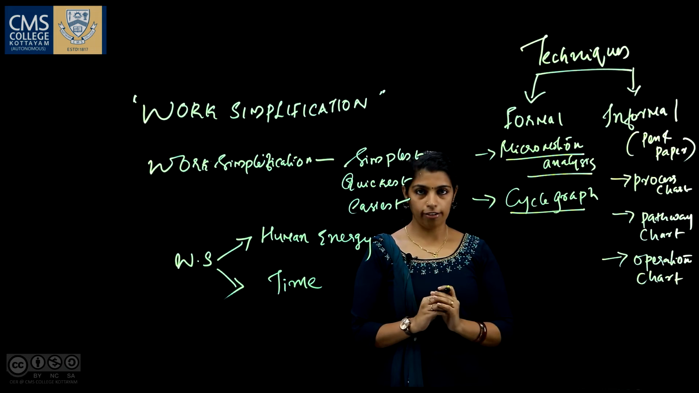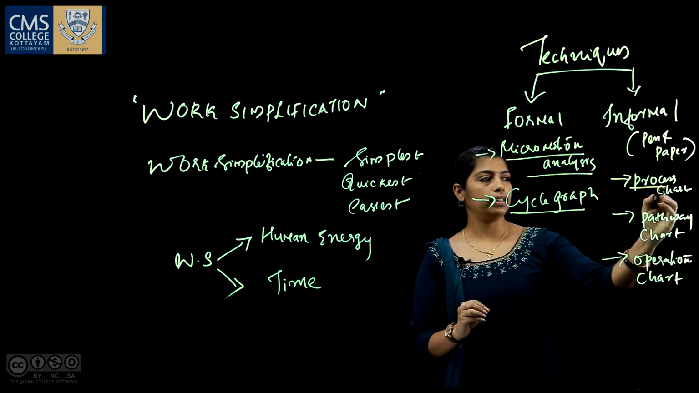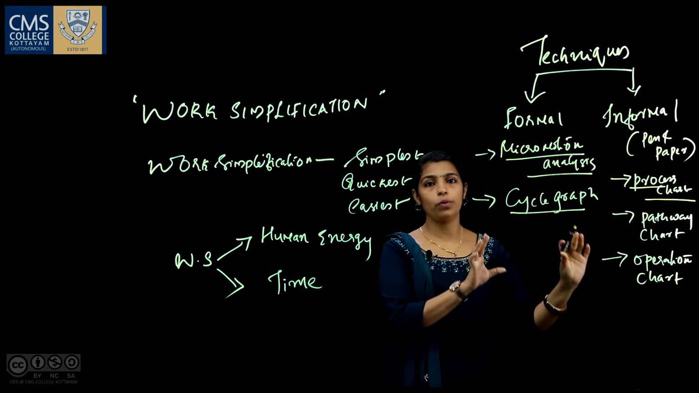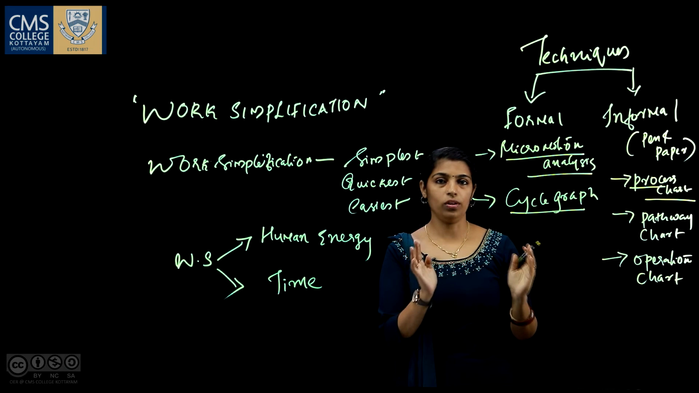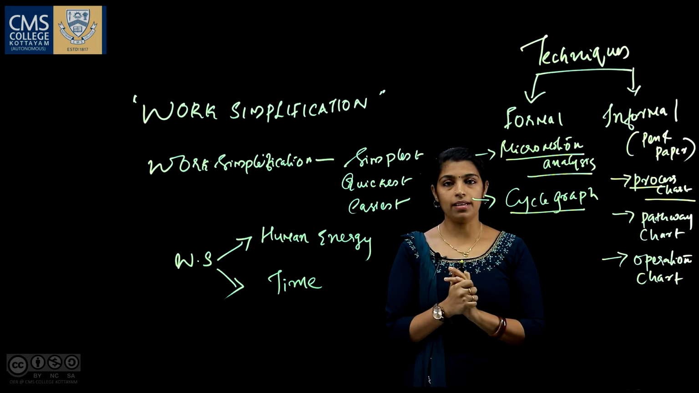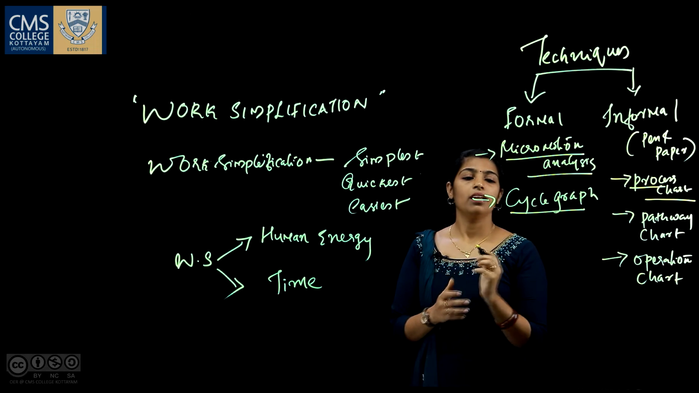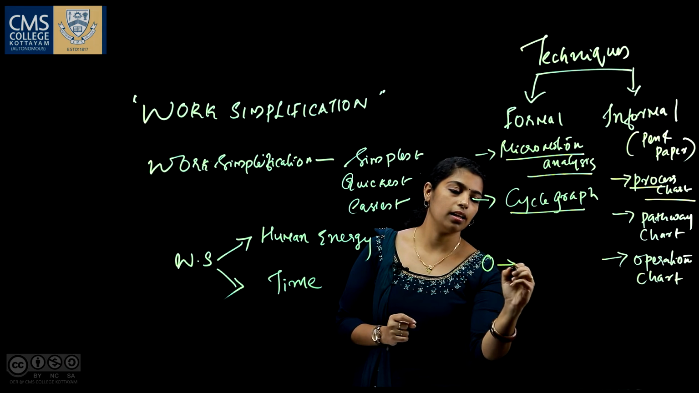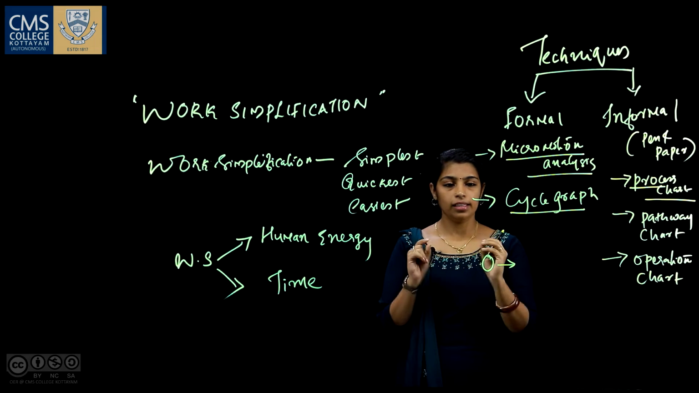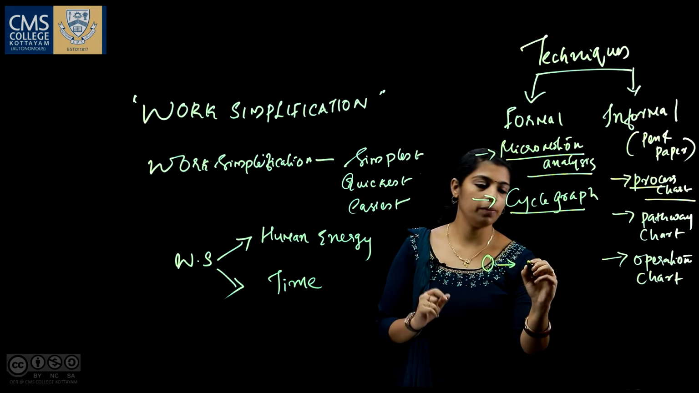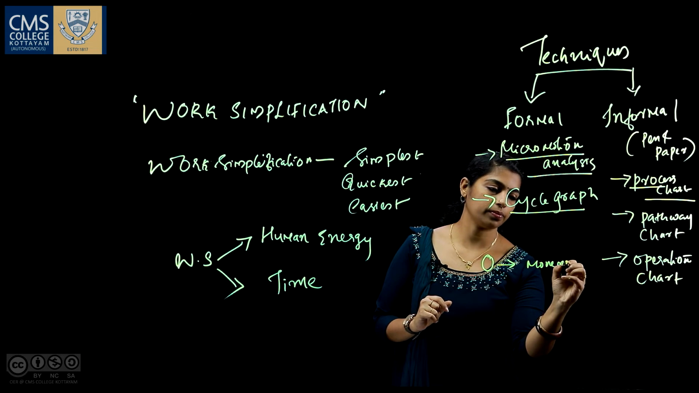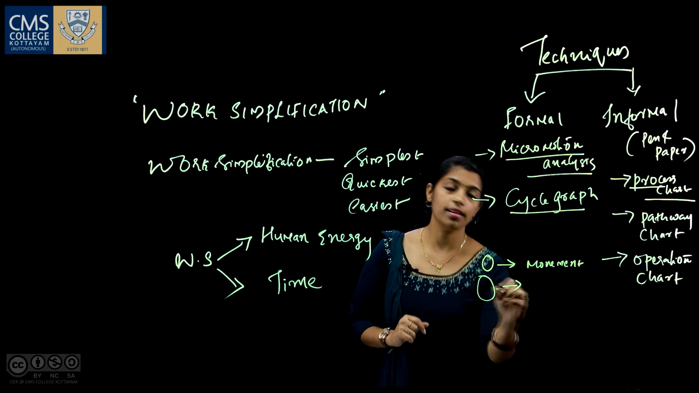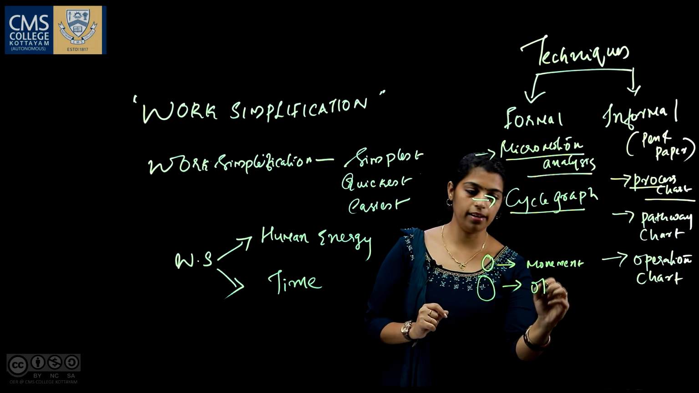Now, moving on to the informal methods. The first one is the process chart. This process chart shows the entire process that is happening when a work is done. There are various symbols used in the process chart. Let us see the various symbols. First, it is a small circle which shows that the person is walking or the person is in movement. Then a large circle which shows that some kind of operation is being done.